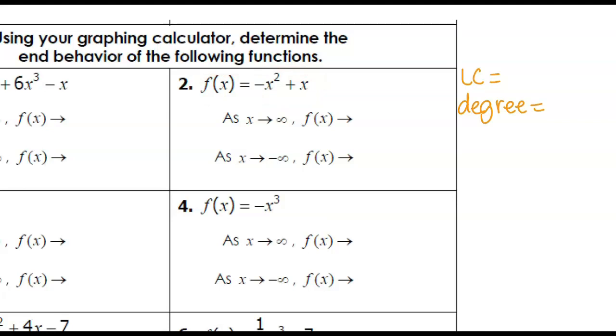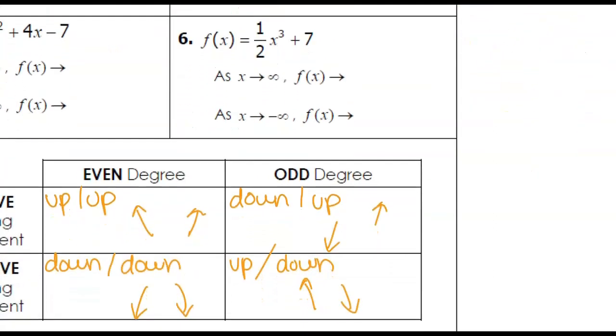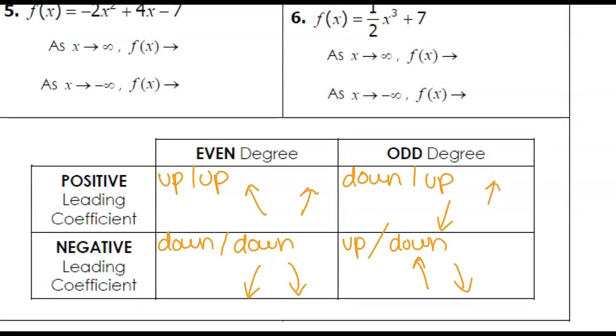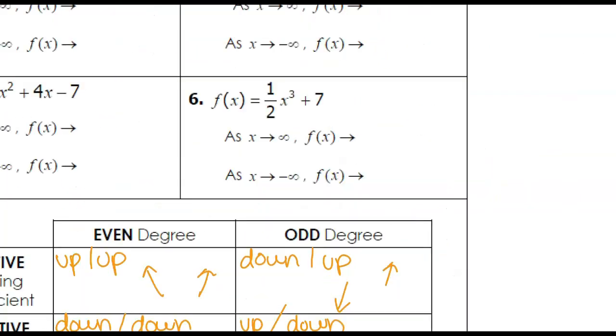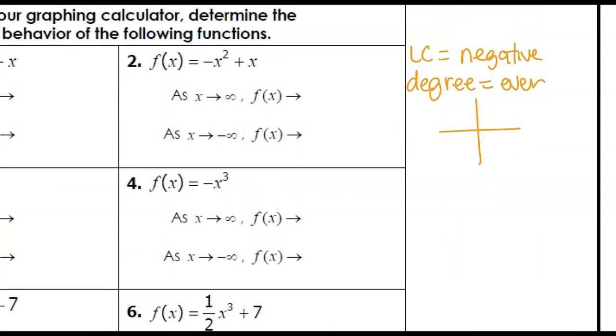I'm going to put this is a negative, and it's even. If I was to graph this out, I know based on the table that you guys just helped me fill in, if it's negative leading coefficient with an even degree, both ends should be going down. So I don't know exactly what the graph will look like, but it's going to have both ends going down.